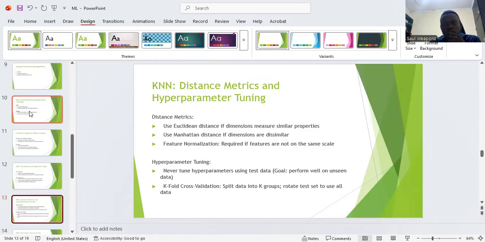Another key term under KNN was hyperparameter tuning. You have to take note that hyperparameter tuning should never be done on the test data. Why? Because the goal is for us to perform well on what? Unseen data, or new data. Then also careful cross validation: we have to split the data into K groups, then after you take the test data, you use all the data.